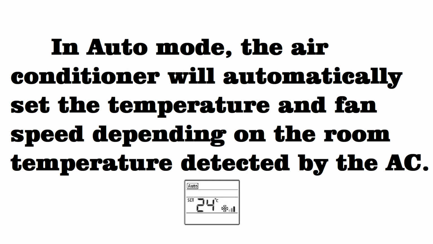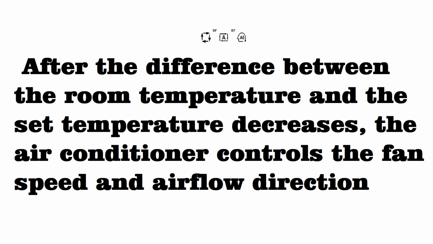And that means that after the difference between the room temperature and your set temperature decreases, the air conditioner will, from that point, control the speed of the fan and the direction of the airflow automatically.